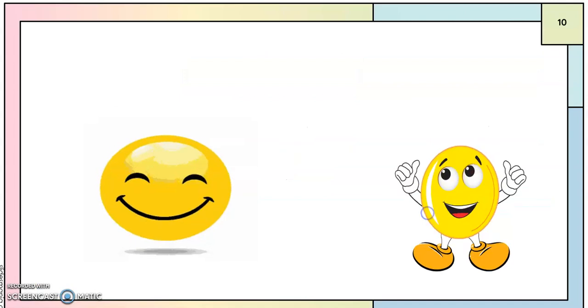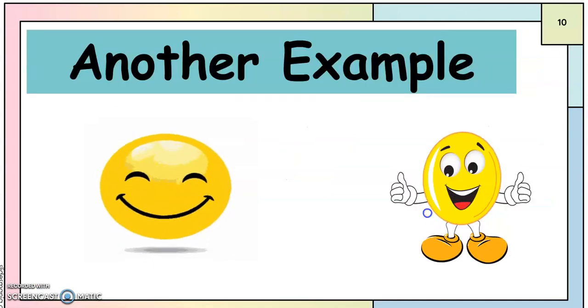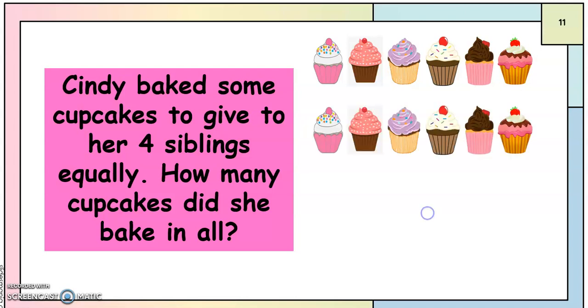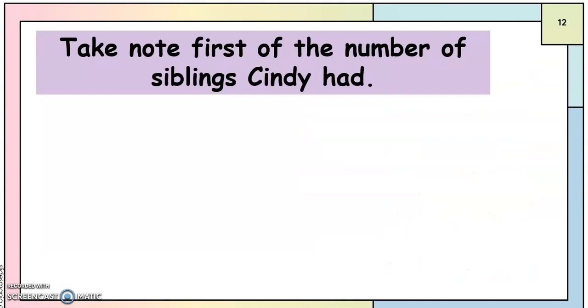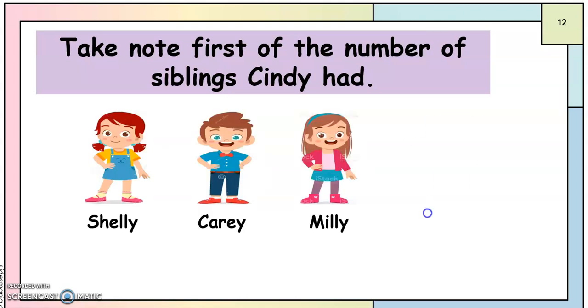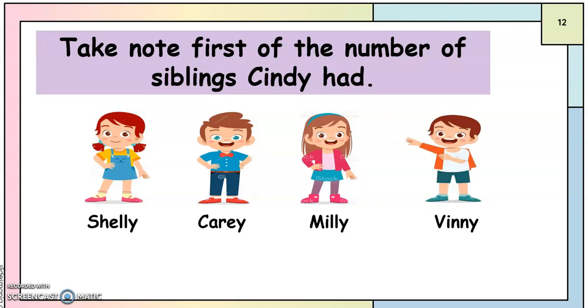Now let's have another example. Cindy baked some cupcakes to give to her 4 siblings equally. How many cupcakes did she bake in all? Now, please take note of the number of siblings Cindy had. She got Shelly, Carrie, Millie, and Vinny. So, she got 1, 2, 3, and 4 siblings.